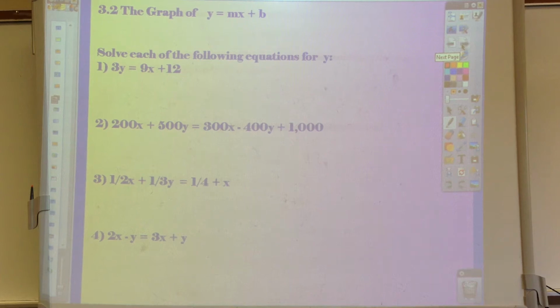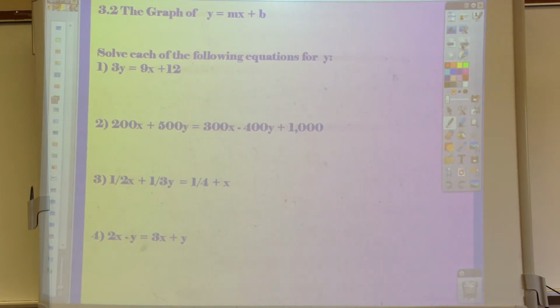This is section 3.2. We're going to practice with the graph of y equals mx plus b. First of all, we need to be comfortable solving for y no matter what our equation looks like. So we're going to start with number 1, and we're going to put each equation in the form of y equals mx plus b, and note what our slope and what our y-intercept are.